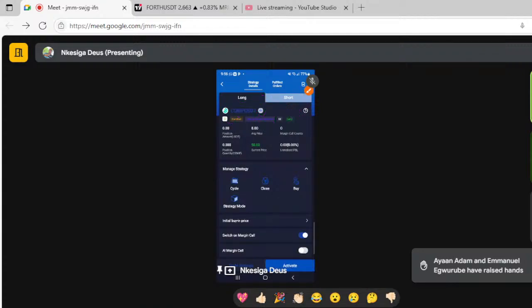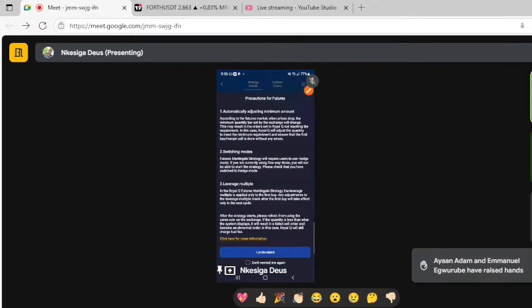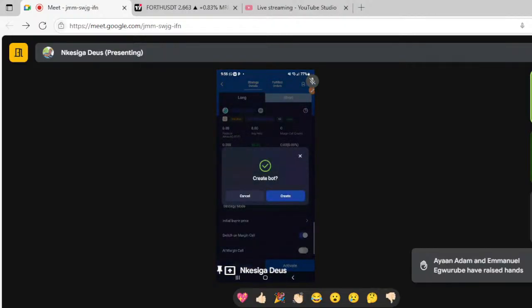Then we activate the signal. You understand it? Then you create. You say I understand. Then you create and you are done. Your coin will be running, and immediately after hitting 2.5, you will get out from the market as usual.